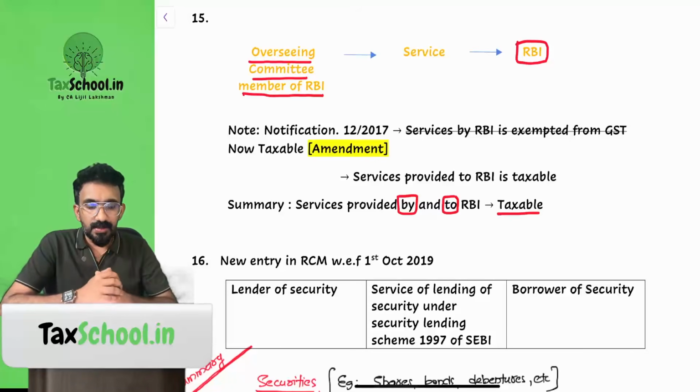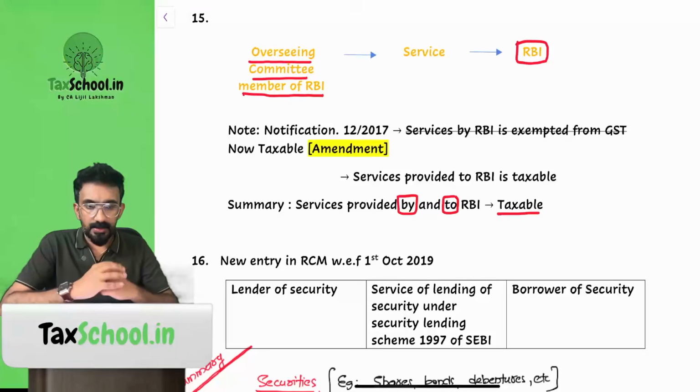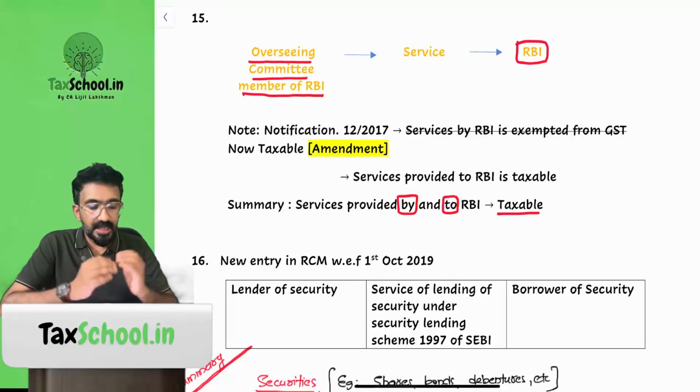Earlier, there used to be a provision where services of RBI used to be exempted from GST. However, now it is being taxed. Now, services provided to RBI is taxable, right? Services provided by RBI is also now withdrawn from exemption. Services provided to RBI is also taxable. So we can now say that all the services in and around RBI is now taxable.